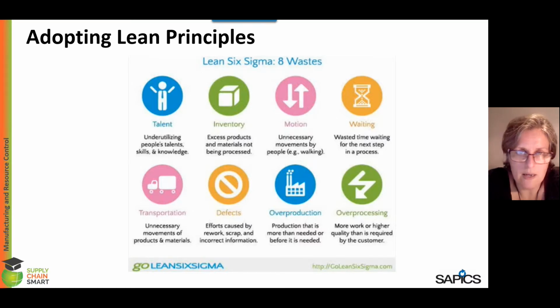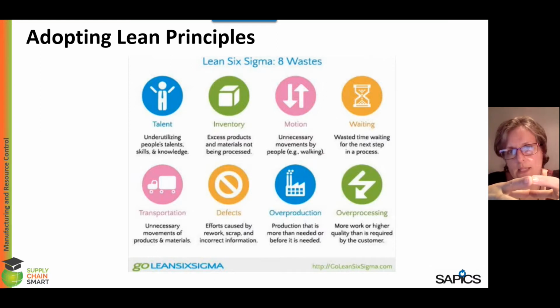We've spoken a lot about inventory and not having excess products or materials being processed, so I'm going to move on. Unnecessary movement by people. This is an interesting one. So if you think about a changeover, for example, in many instances, the change parts are stored so far away, the tool room is so far away from the actual production area, that people end up moving unnecessarily far in order to get the job done.